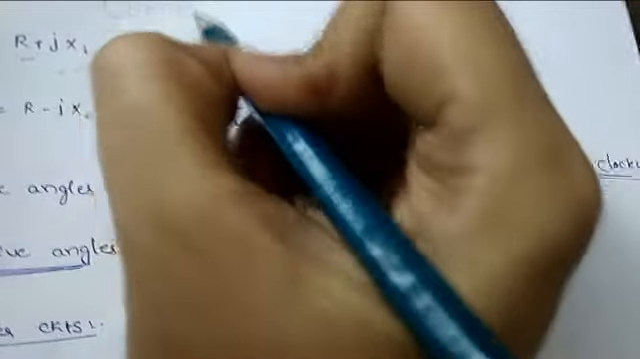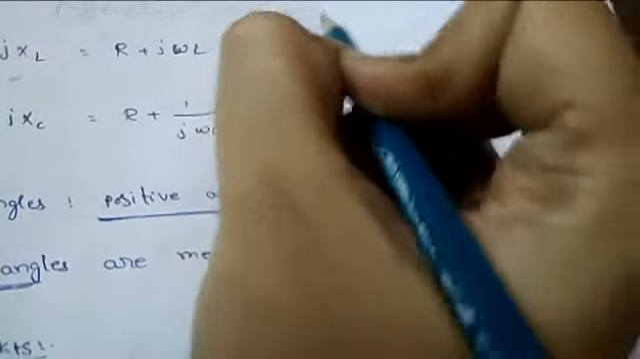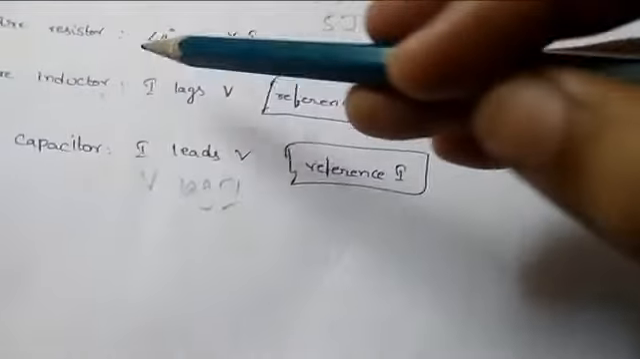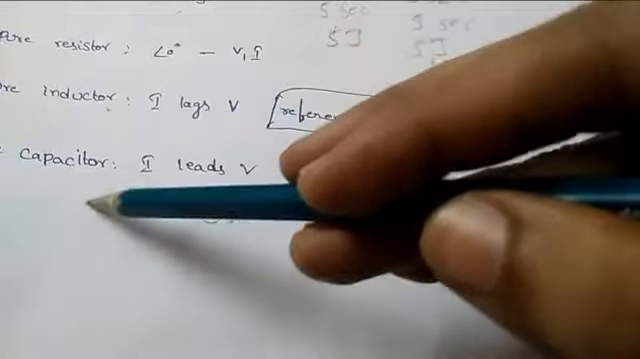In today's video, we'll see complex impedances. Previously we saw only pure resistor, pure inductor and pure capacitors. Now we will take the combination of those elements.